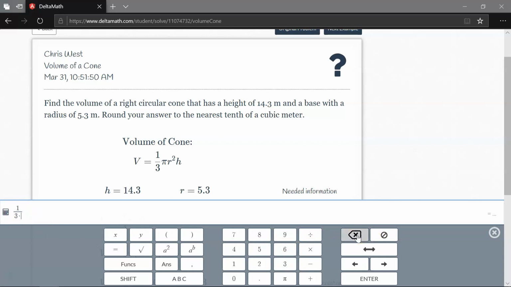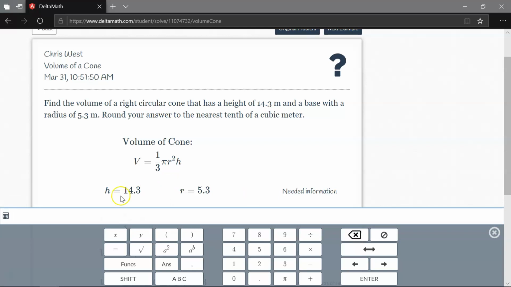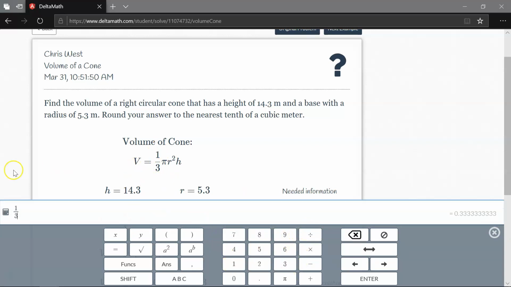So after I type in 1 divided by 3, and it creates a fraction, I click my over arrow. And I type the rest. Pi, well, I've got a pi button. R squared, well, here's my radius, 5.3. And I can come over here and press the squared button. And look what it does. It puts an exponent next to my 5.3, times my height, times 14.3.